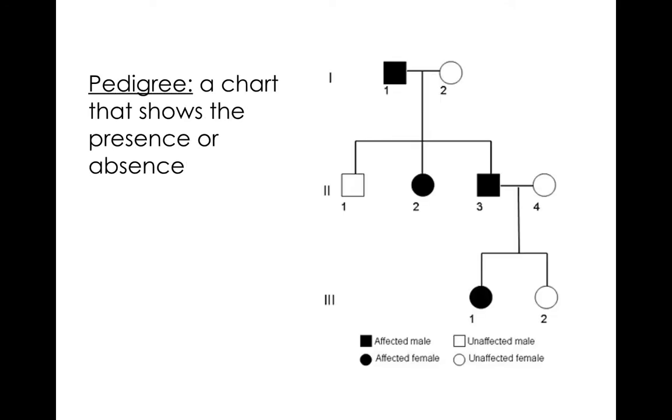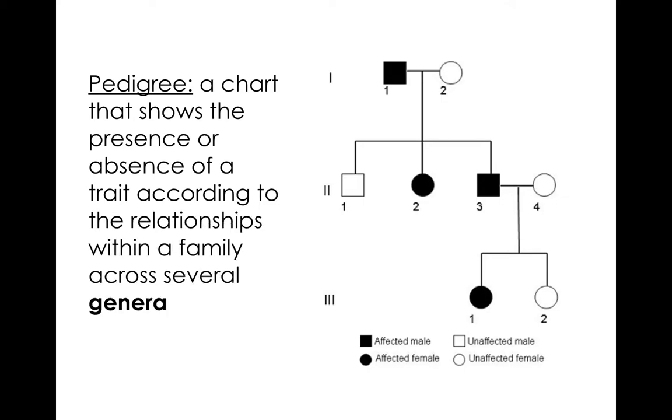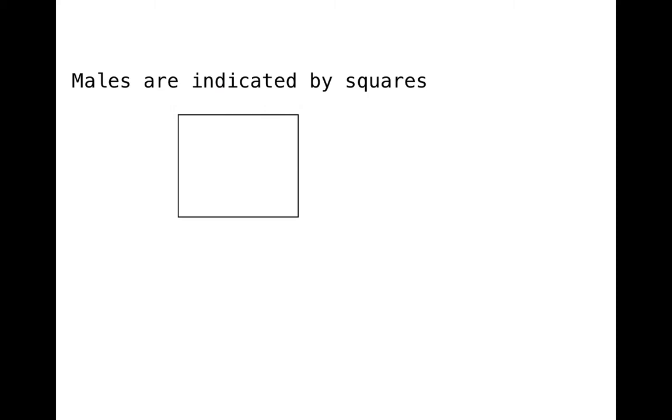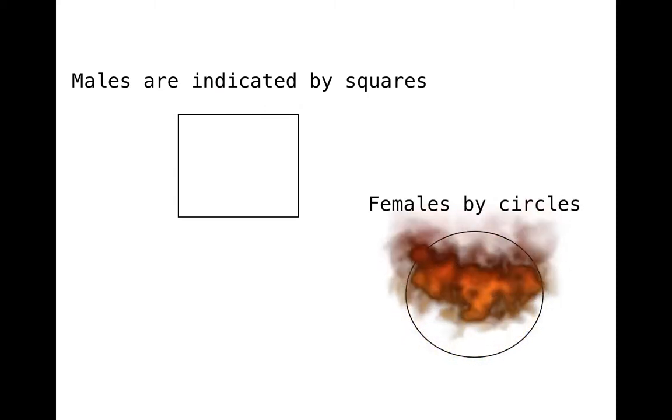Objective number 6, pedigrees. A pedigree is a chart that shows the presence or absence of a trait according to the relationships within a family across several generations. It's like a family tree of traits. Males are indicated by squares and females by circles.